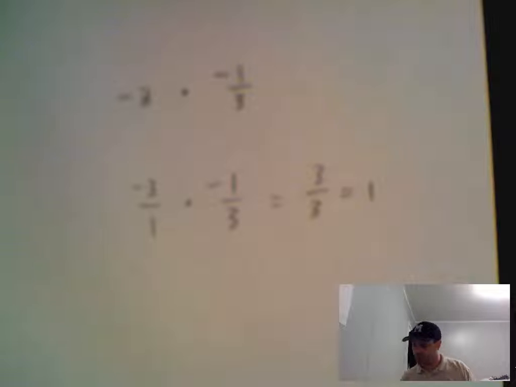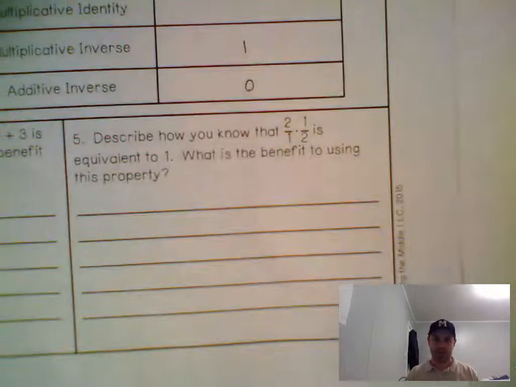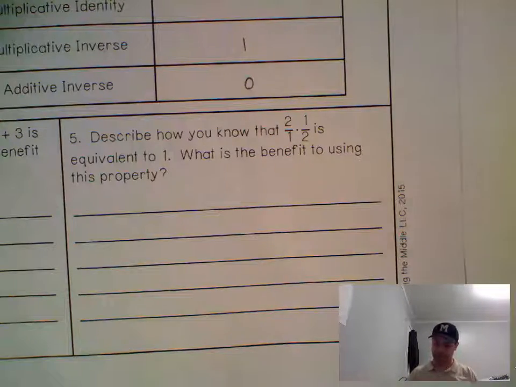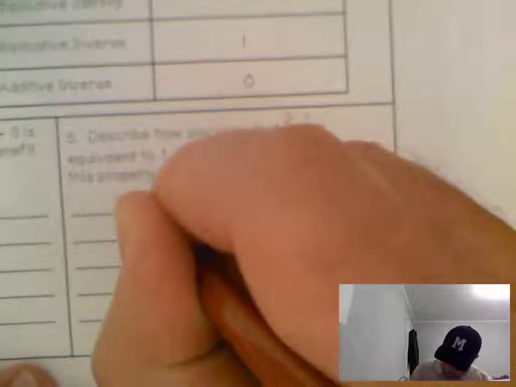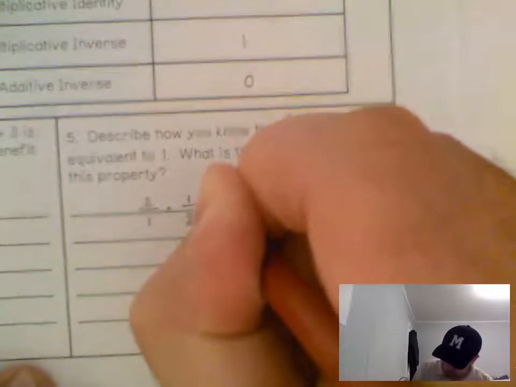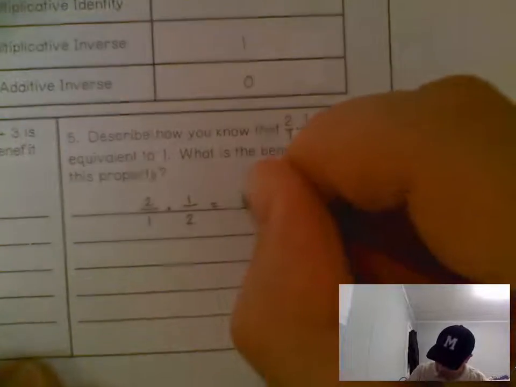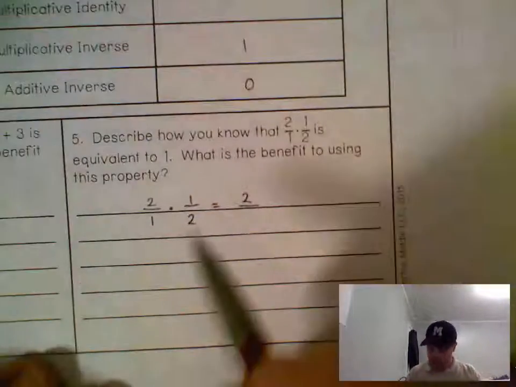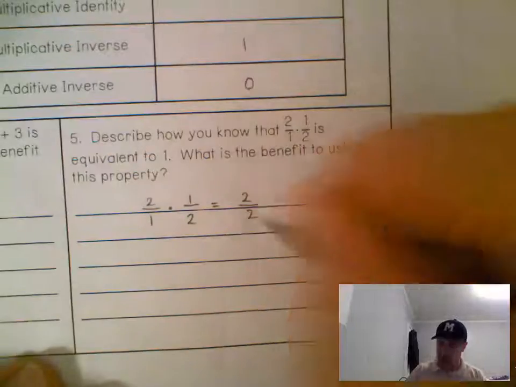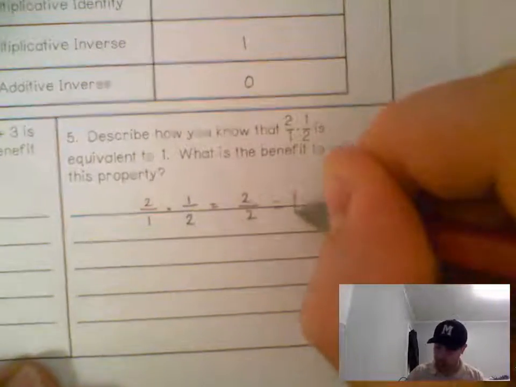All right, let's take a look at number 5 on the homework too. Number 5 says, describe how you know that 2 over 1 times 1 over 2 is equivalent to 1. What is the benefit to using this property? So we could say 2 over 1 times 1 over 2 equals, on the top, 2 times 1 is 2. On the bottom, 1 times 2 is 2. So 2 over 2 is 1.